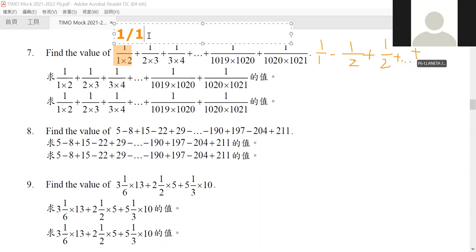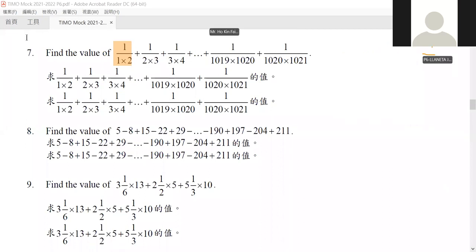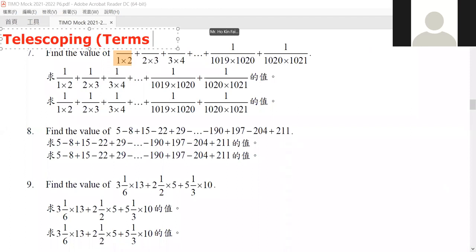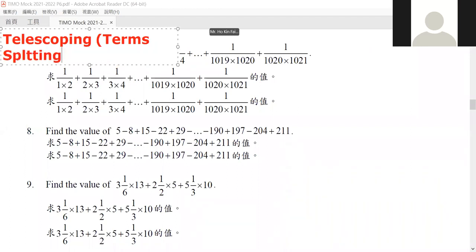Yes, this is something that I would like to mention now. This method is called telescoping. I don't know why this is called telescoping, but this is the name of the technique. Telescoping, sometimes we call it term splitting. We split this rational number into its several different terms.